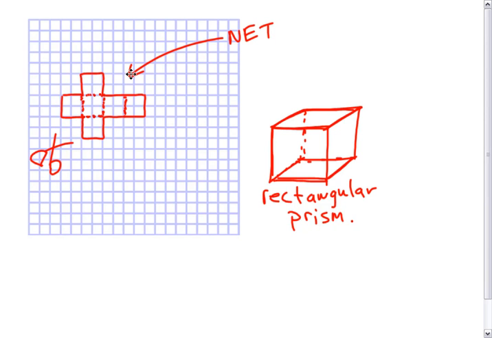For this one, each one of these would have a 90 degree between the edges. The edges make 90 degrees. Does that make sense?